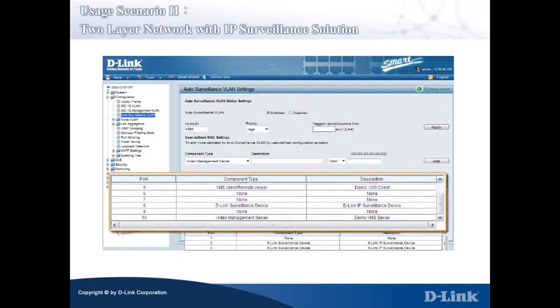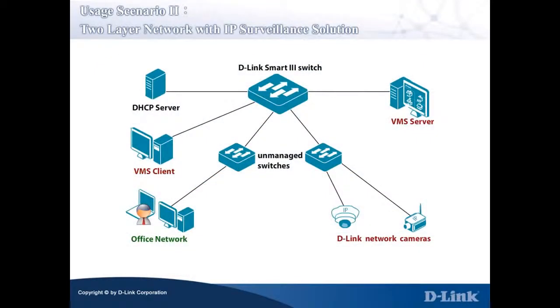And the network cameras are recognized by the Smart 3 switch as D-Link surveillance device off port 8, VMS server off port 10, and VMS client off port 5, as shown in the Auto Surveillance VLAN summary table. In the above, we introduced the second Auto Surveillance VLAN usage scenario and how you can implement and configure its network.